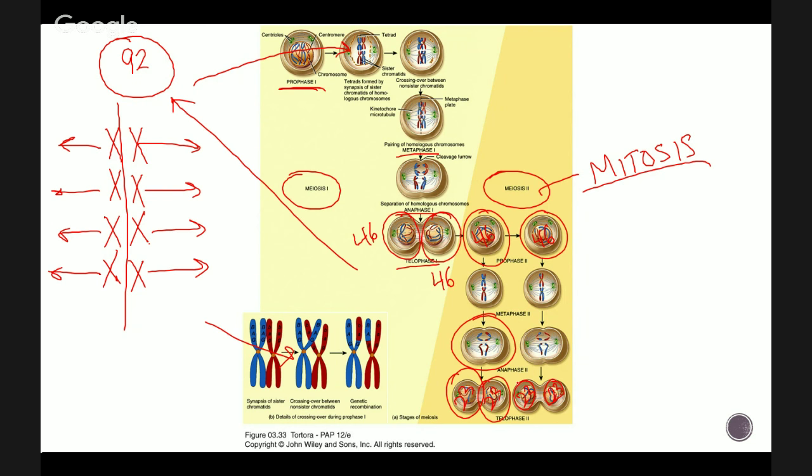So if we look at mitosis, we have one parent cell that divides into how many daughters? 2 daughters. How many chromosomes in each? 46.